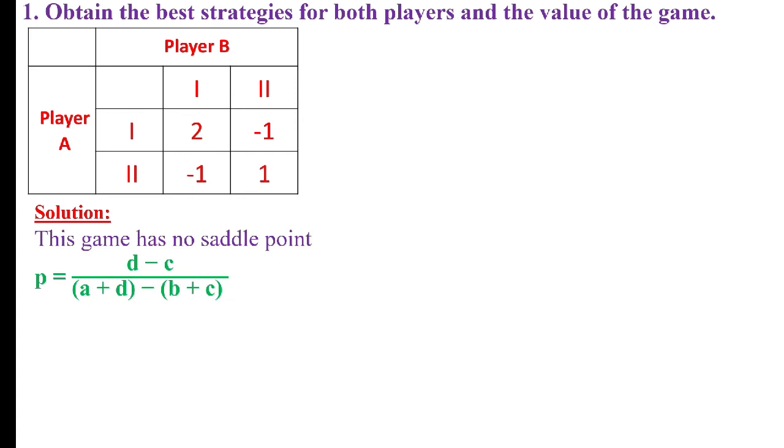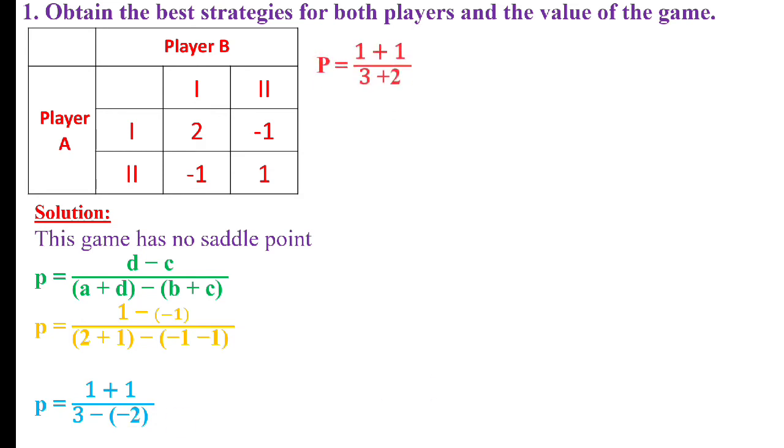So P, the strategy of player A, equals (D minus C) divided by (A plus D minus B plus C). Here A equal to 2, B equal to minus 1, row wise as considered on the previous slide. Substitute: 1 minus of minus 1, divided by 2 plus 1 minus of minus 1 minus 1. Simplify: 1 plus 1 divided by 3 minus of minus 2, then 1 plus 1 divided by 3 plus 2. So P equals 2 by 5. Then we find 1 minus P, which is 1 minus 2 by 5 equal to 3 by 5.